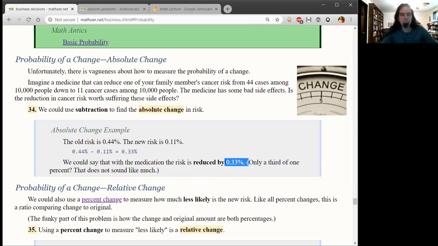The reason that's so small is we're counting all the healthy people. Since the chance of getting this type of cancer is so small anyway, less than 0.5%, then if we change it, we're not going to get a bigger thing. If we're starting with a small number and subtracting, of course, we're going to get a small number.